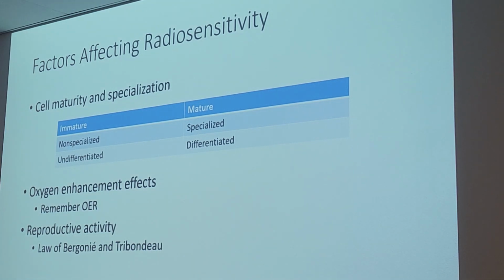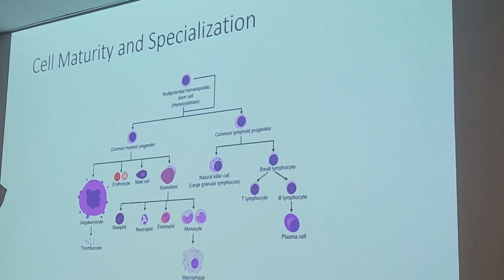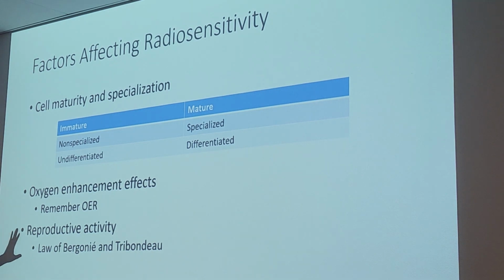Okay, so maturity and specialization determine how sensitive a cell is to radiation. Same thing for oxygen, and same thing for reproductive activity, how often the cell divides. The law of Bergonié and Tribondeau covers this: if you have an immature cell that's rapidly dividing, it's going to be more sensitive. If you have a cell that's more mature, it doesn't divide as often, and it is less sensitive.